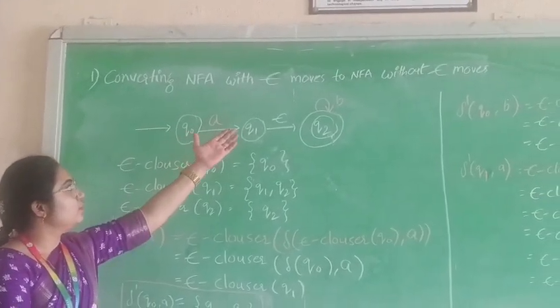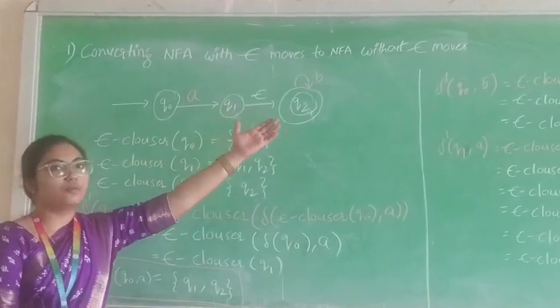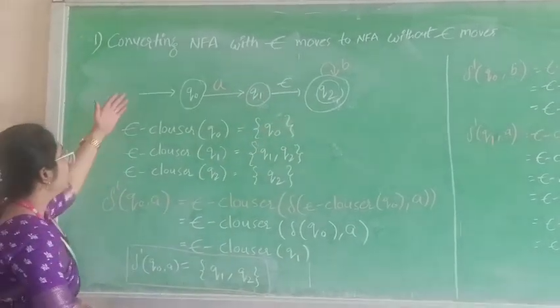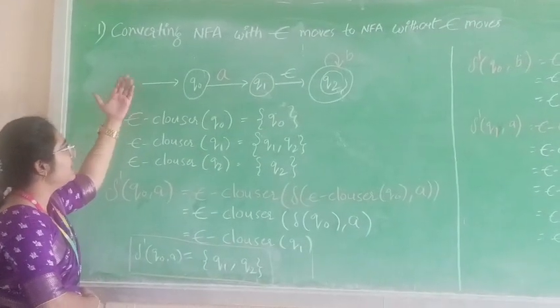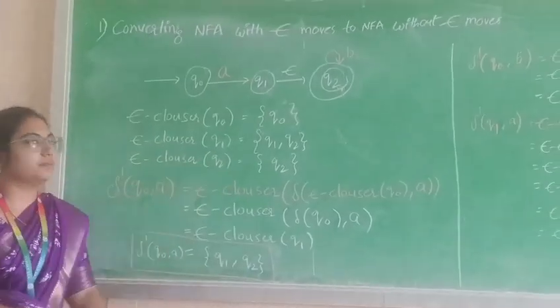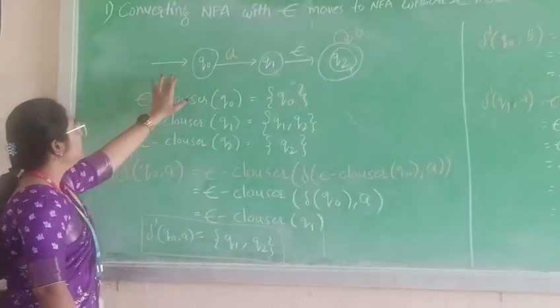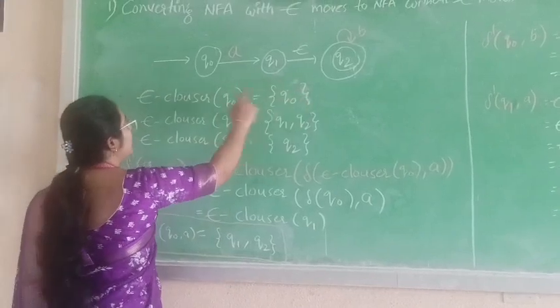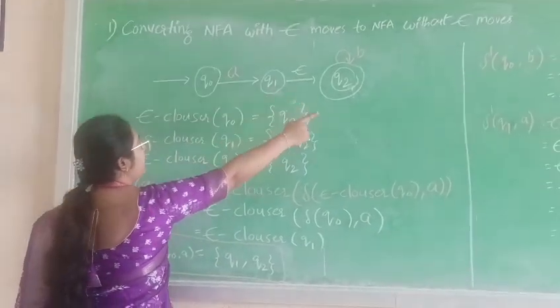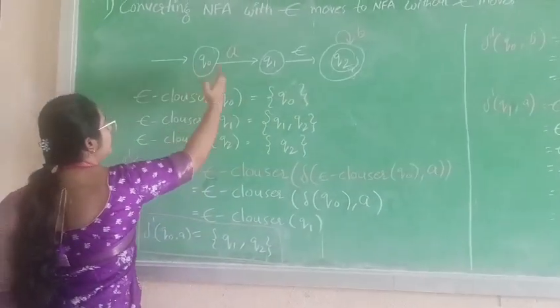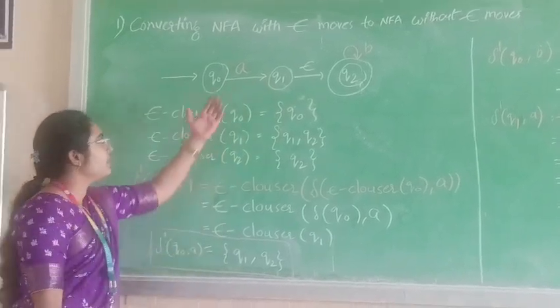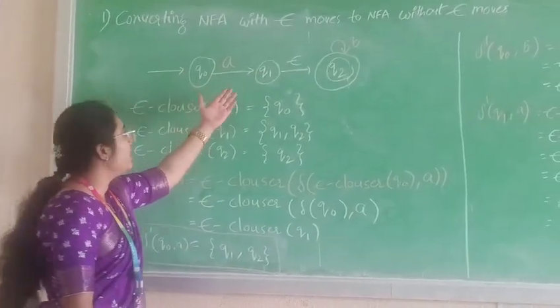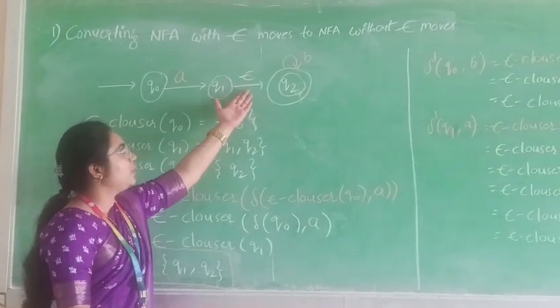Epsilon NFA to NFA without epsilon moves. That means they will give this diagram, and from this diagram we have to extract the problem. Look at here, this is the diagram. Three states we are having, Q0, Q1 and Q2. From Q0 to Q1 we have A as a symbol, and Q1 to Q2 is epsilon.